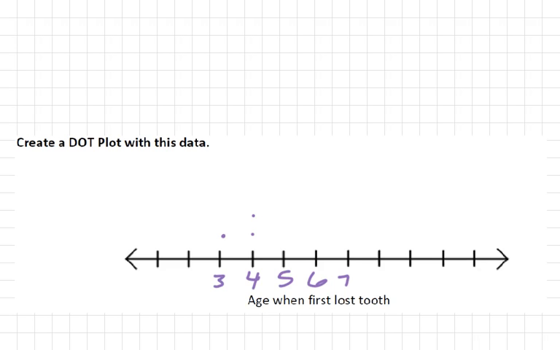For the age of 5, there were actually 9 respondents. So I'm going to have a lot here. So I'm going to give myself 9 dots. That's 4, 5, 6, 7, 8, 9. Okay, for the age of 6, there were 2 respondents. And then for the age of 7, there were 4 respondents.